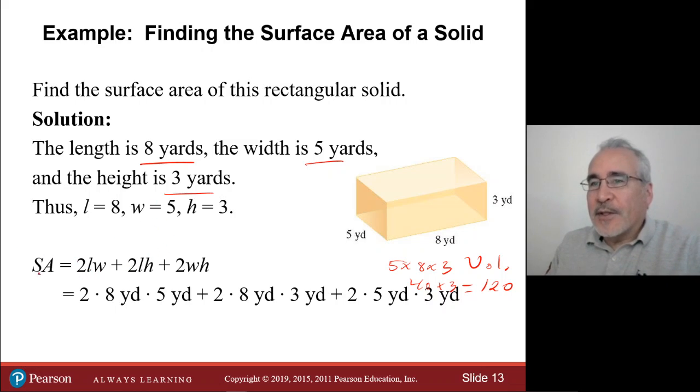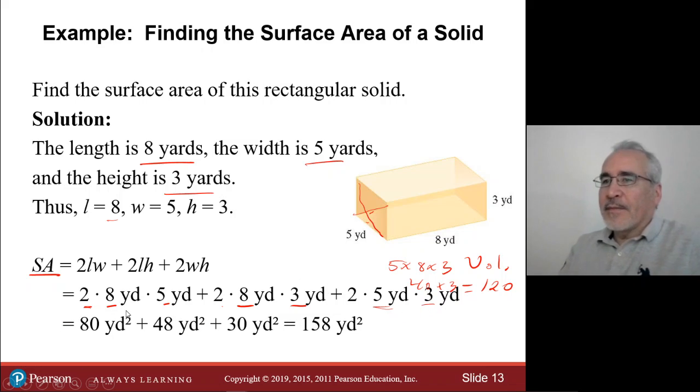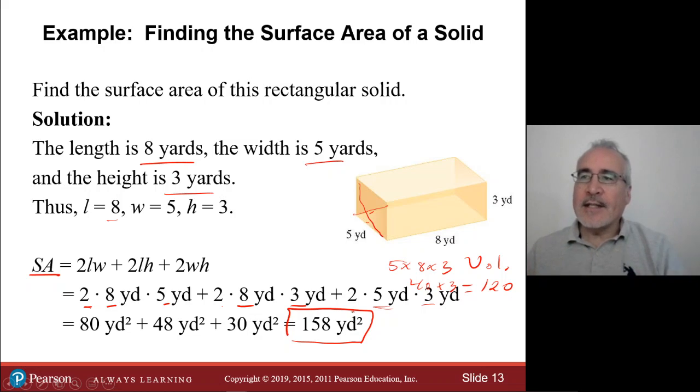Okay, so we're doing surface area. So length times width, so 8 times 5, and we've got 2 of those. And then length times height, that's the front parts, right? Length times height, 2 of those. And we've got the width times the height, which are the ends, like right here. So there's that side and that side. There's our 3 times 5. So do the math. Here we get 40 times 2 is 80. Here we get 24 times 2 is 48. And here we get 15 times 2 is 30. Add them all together. 158 yards squared. So that's how much material we would need to make this box.